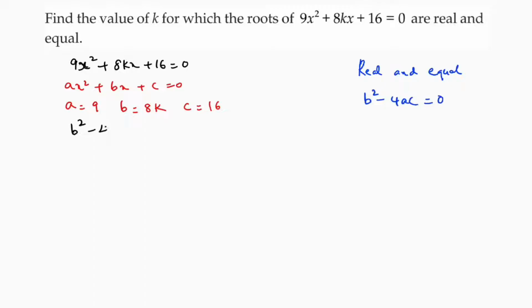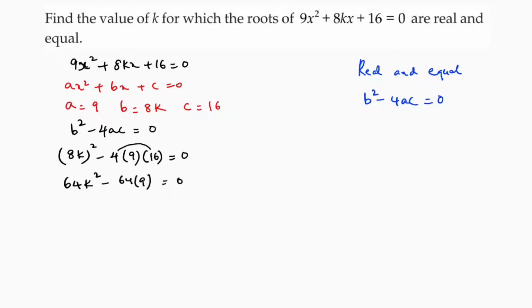So b square minus 4ac equals 0. The value of b is 8k whole square, minus 4 times a is 9, c is 16, equals 0. So 8 square is 64 k square minus, see here if you observe, here also you have 64, 4 times 16 is 64 times 9 equals 0. So now in both the terms you can take 64 common.